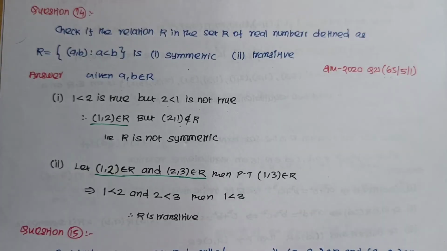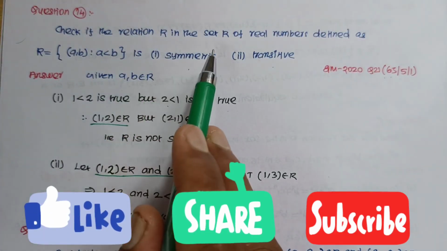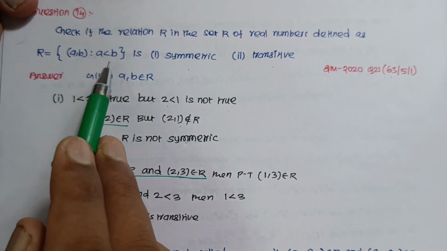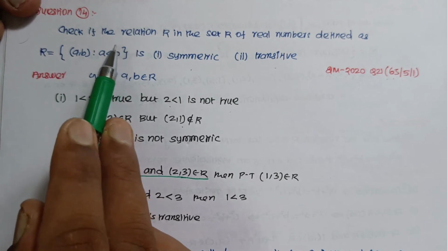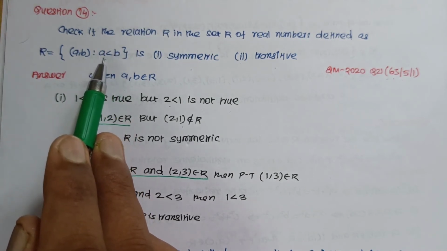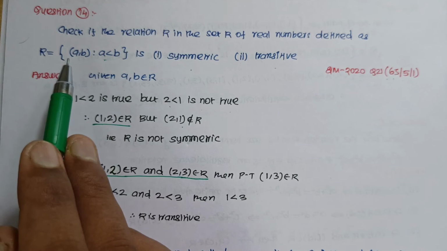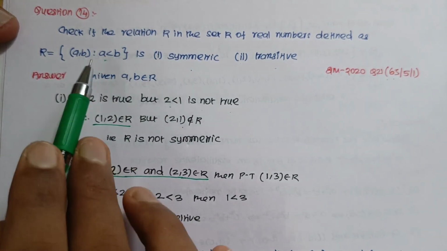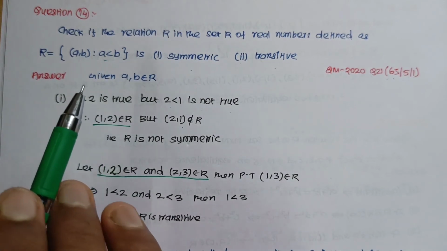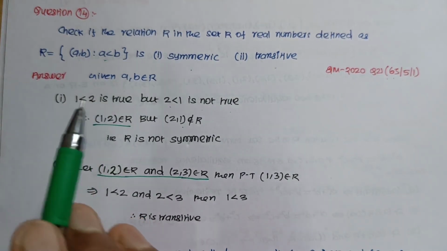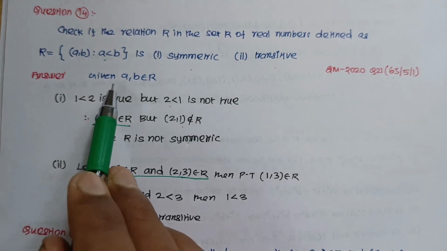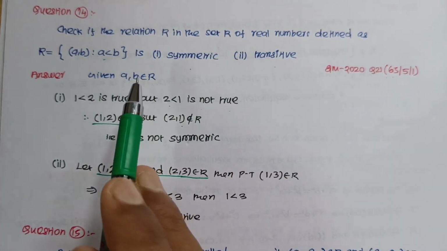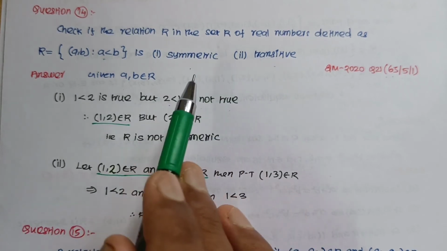Question number 14. Check if the relation R in the set of real numbers defined as R equal to the set of (a, b) such that a less than b. So here the relation is given as a condition, a less than b. So only the order pairs that satisfy the condition a less than b are taken. The relation itself only has ordered pair elements. Given a and b belong to real numbers, check whether it is symmetric or transitive.